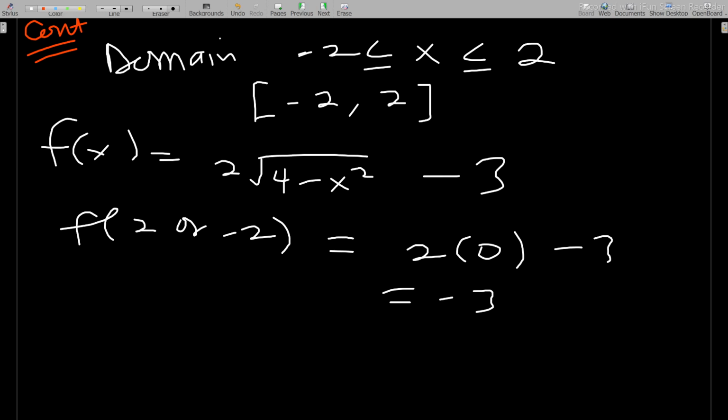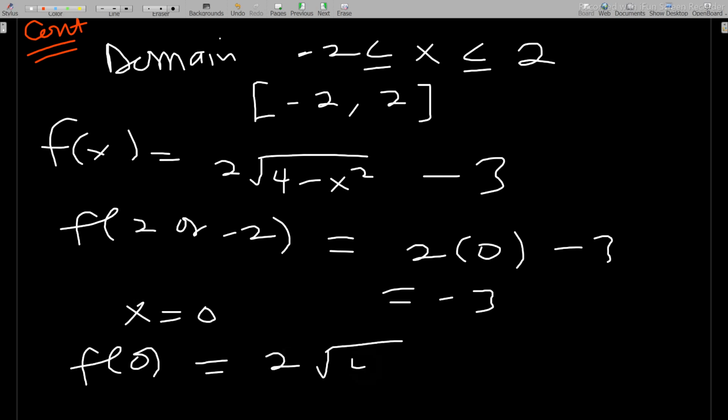What if x equals 0? When x equals 0, I'll have f of 0 equal to 2 into the square root of 4, because x will be 0, minus 3, and this will be 2 times 2 minus 3. That will give me 1, because 2 times 2 is 4, and 4 minus 3 gives me 1.